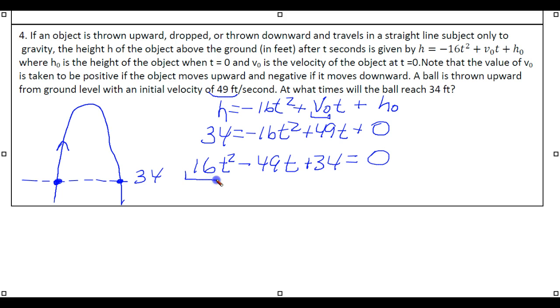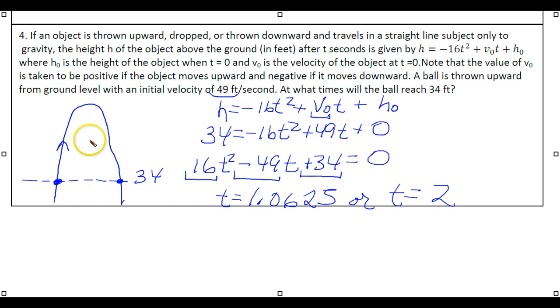And my A term now is 16. My B term is a negative 49. And my C term is a positive 34. And I get then T equals 1.0625, or T equals 2.